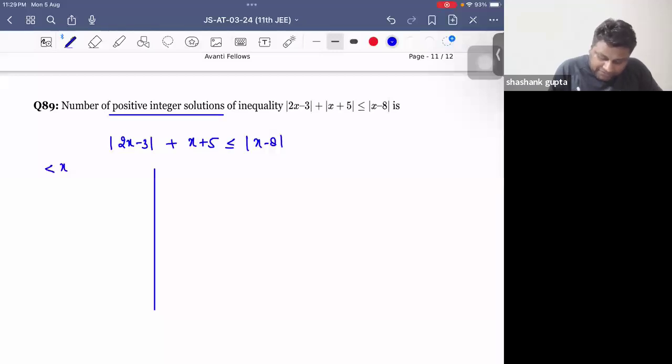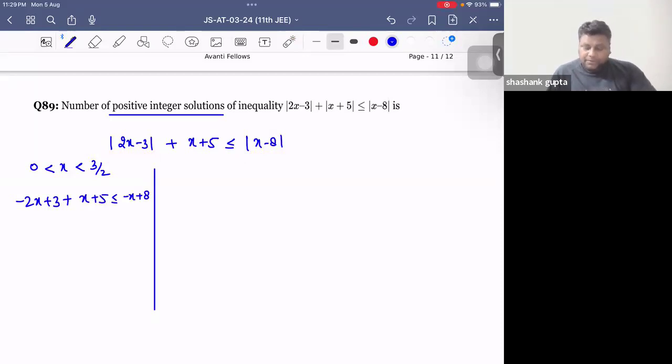If x, which is definitely more than 0, is less than 3 by 2, then this mod will open with a negative sign. This will also open with a negative sign. So it is minus 2x plus 3 plus x plus 5 less than or equal to minus x plus 8. So this 2x will cancel this x and this x. That means 5 and 3, 8, less than or equal to 8, which is a true statement because 8 is equal to 8. Not less than, but yes, it is equal to 8.